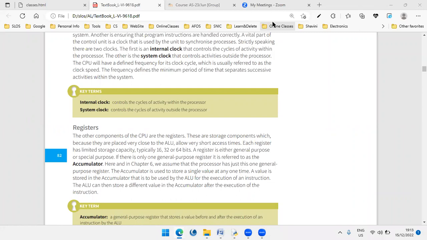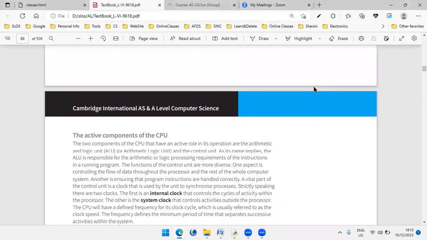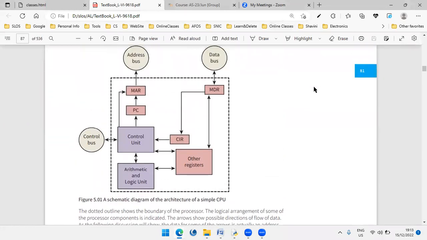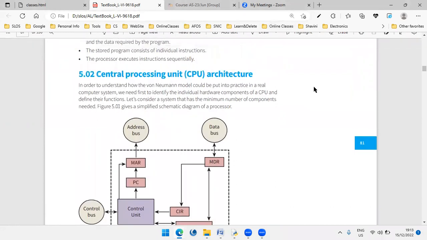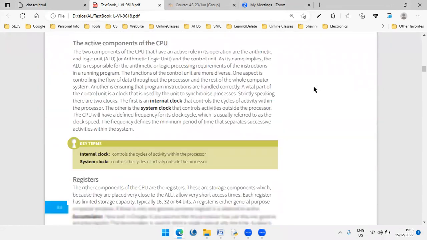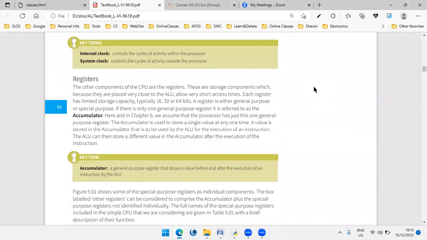All right, so now we have looked at the processor, the CPU, the active components of the CPU. We saw the diagram. Now we are going into registers. The other components of the CPU are the registers.